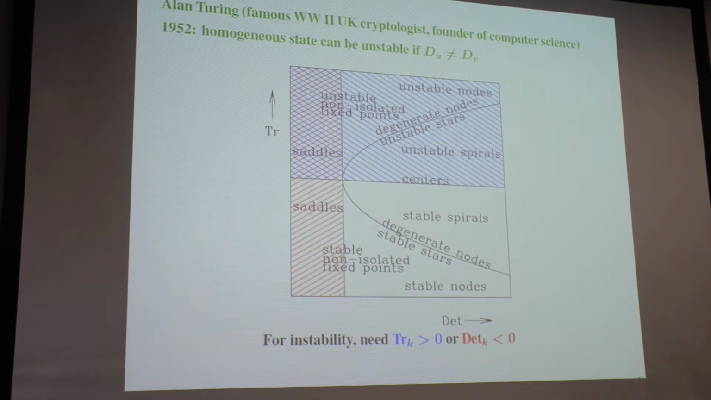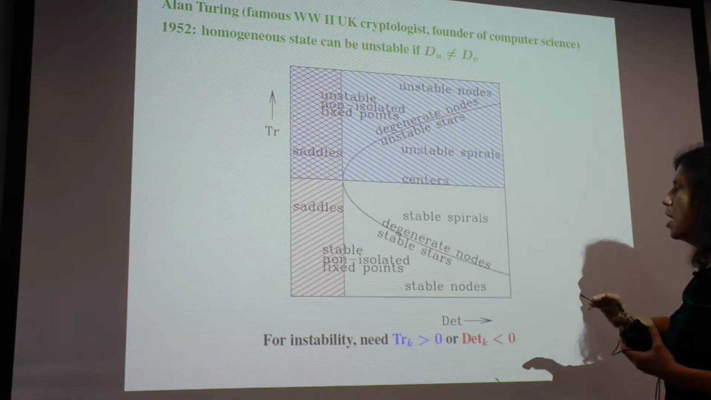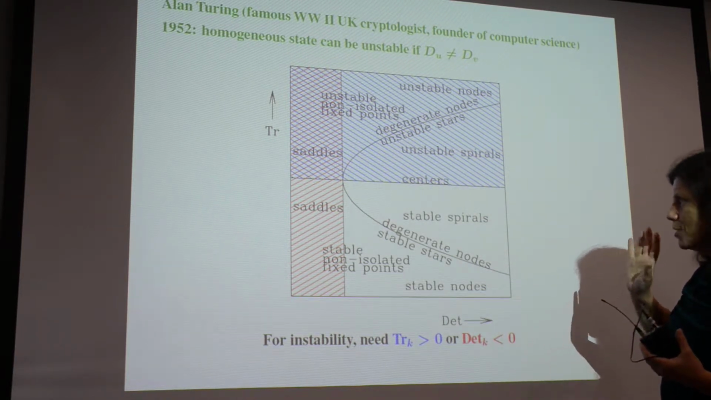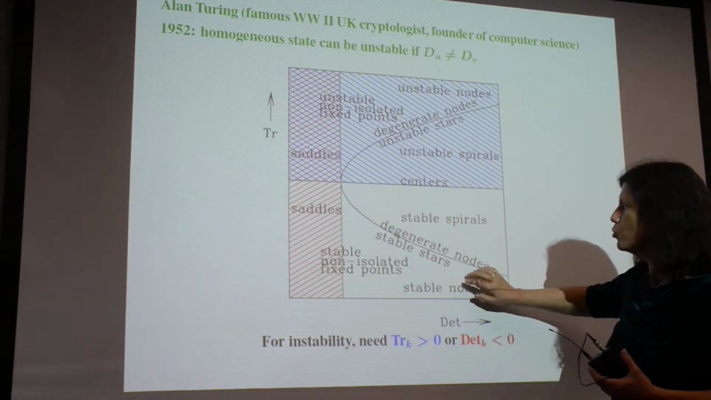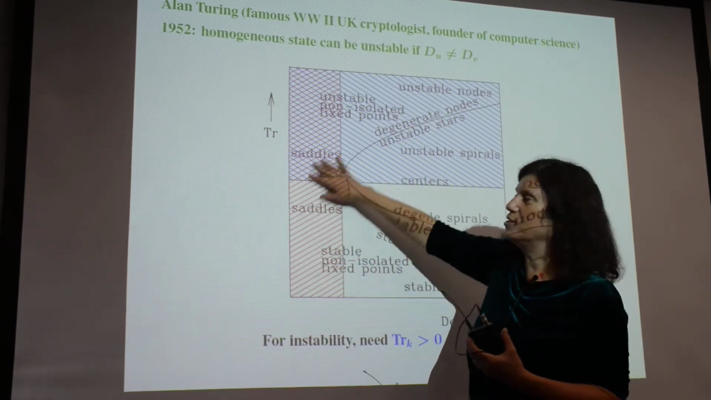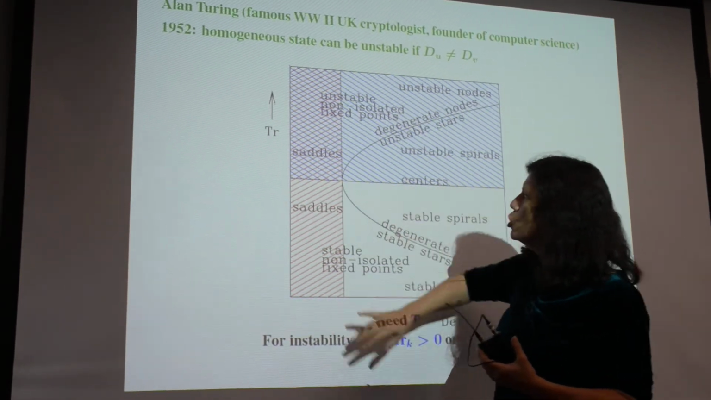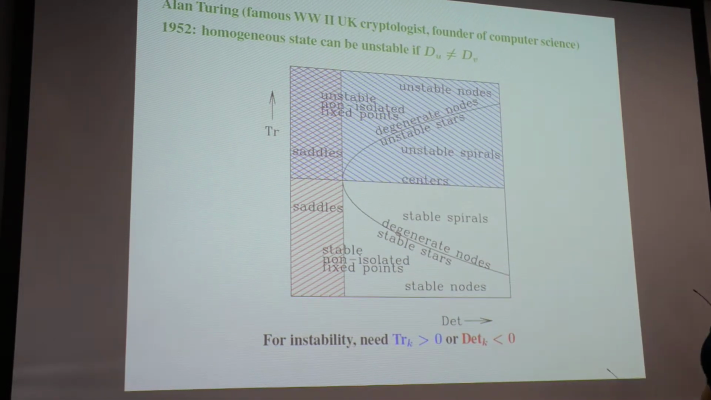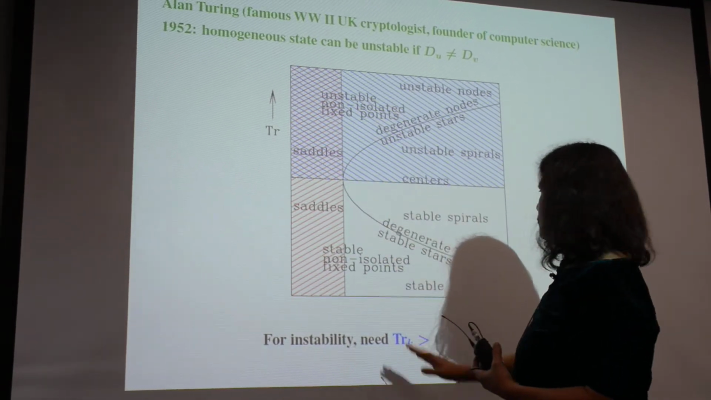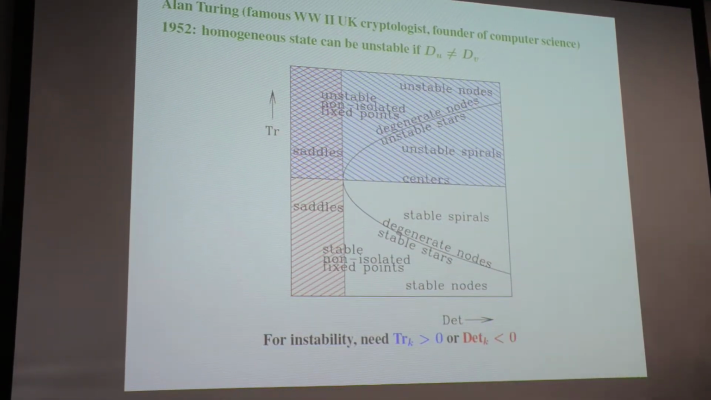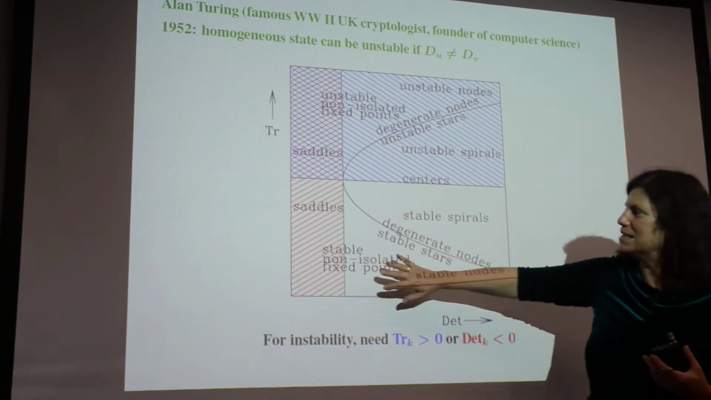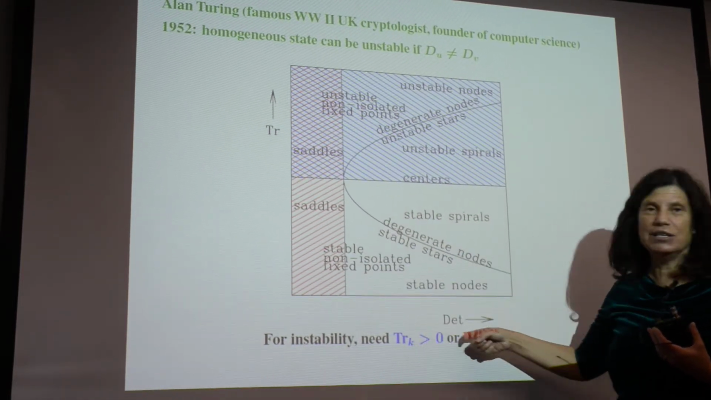So the coloring is to say that, I should say, these are stable. You see that from the words, stable, stable, stable. These are unstable. The saddles are also unstable. They are unstable in one direction, stable in the other, okay? So we see from this picture that for instability, you either have to have the trace being positive or you have to have the determinant being negative. If the trace is negative and the determinant is positive, then you're stable. So you need one of these two conditions.